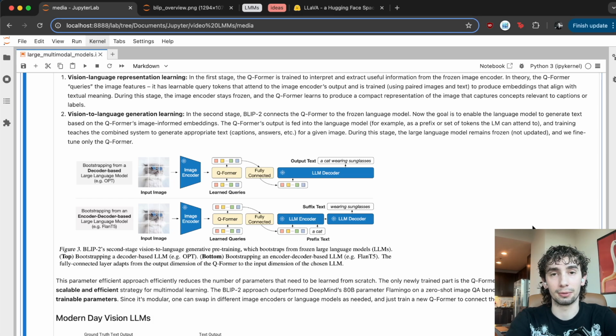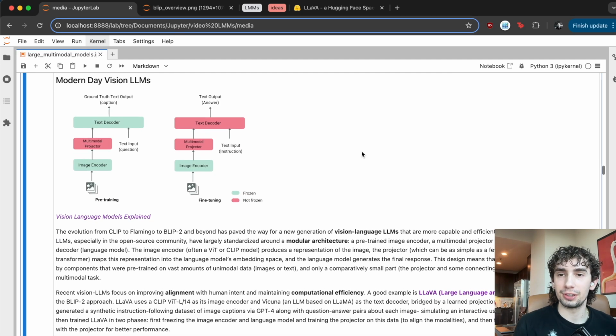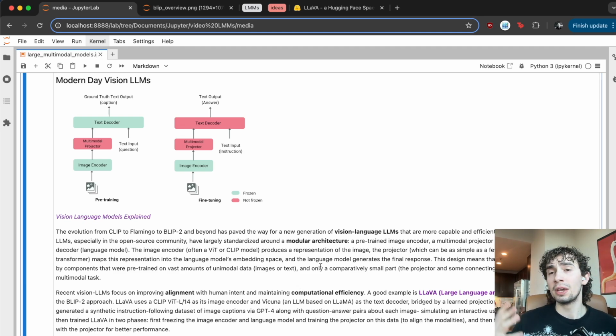Moving on to modern-day vision language models, we've tended to standardize on a similar modular architecture, using a pre-trained image encoder, some sort of multimodal projector module, which is able to take in that image encoding and convert it into something that our text decoder, which is going to be generating the text, can actually understand, and putting them together.